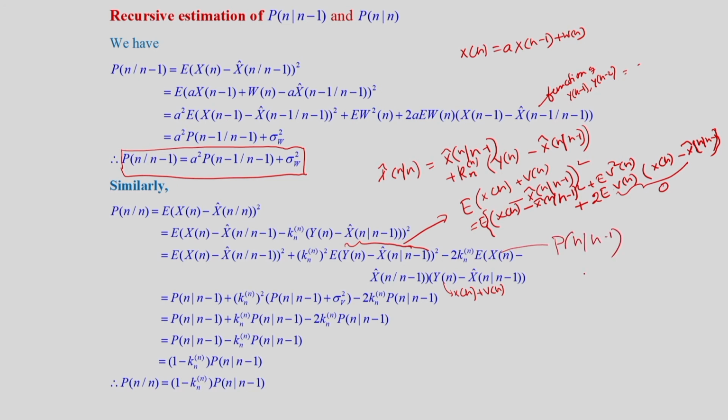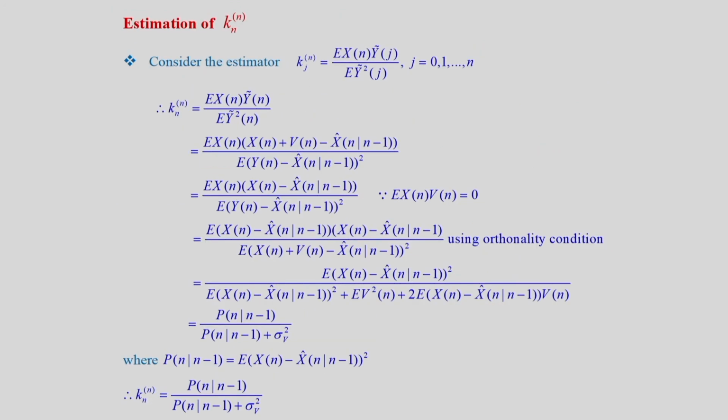So, we will have this quantity P[n|n-1] plus K[n] whole square into (P[n|n-1] plus sigma v square) minus twice K[n] into P[n|n-1]. Now, we examine this expression. So, K[n] is equal to P[n|n-1] divided by P[n|n-1] plus sigma v square.